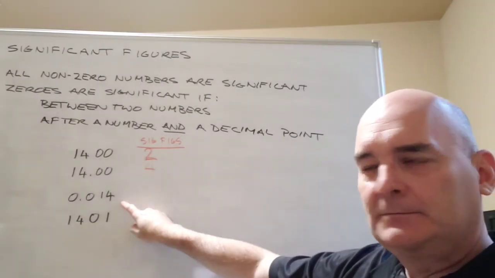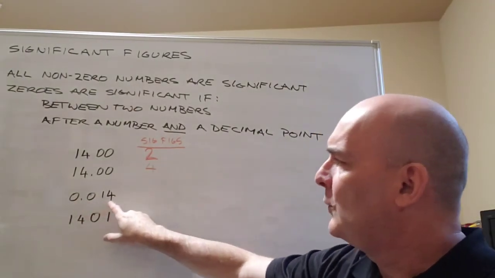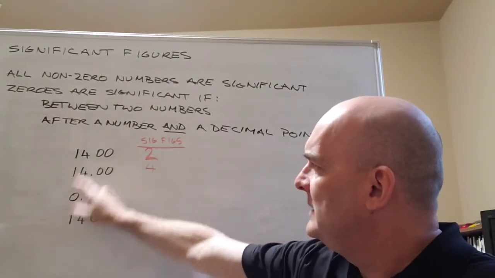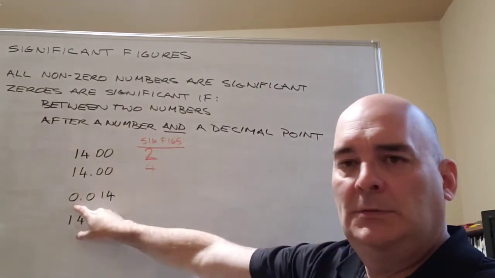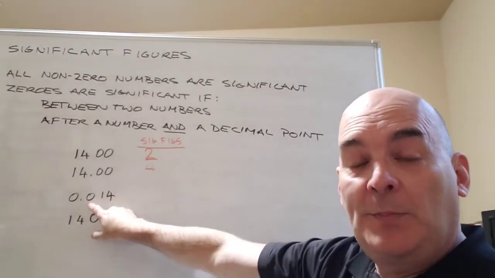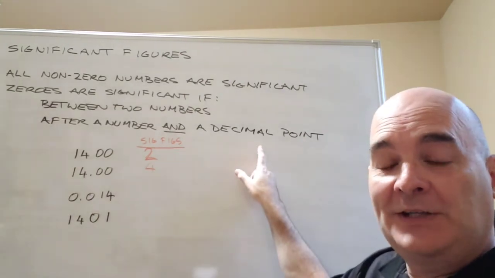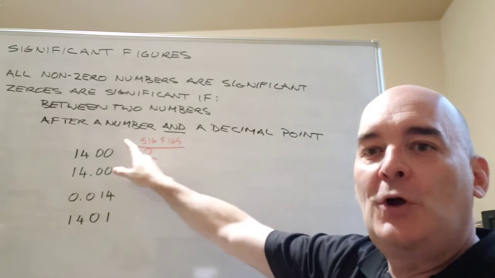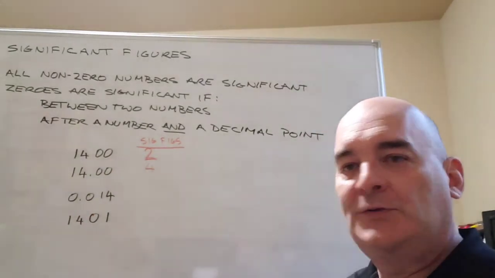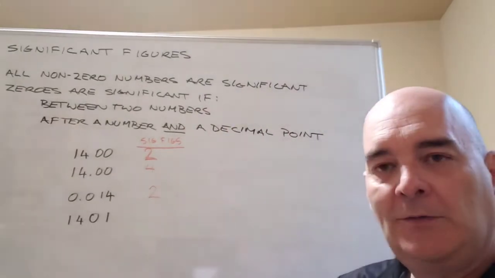0.014 has a couple of zeros. We know that the 1 and the 4 are going to count. But what about this 0? Is it behind a real number? No. That 0 is after the decimal point. And I remember there's a rule about being after the decimal point. But there is no real number in front of it. So neither of those zeros count. And this number has 2 significant figures.